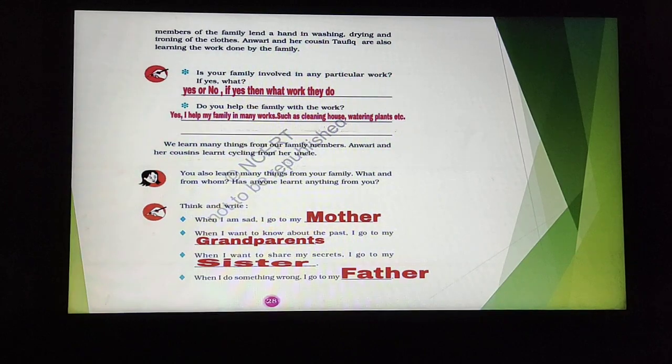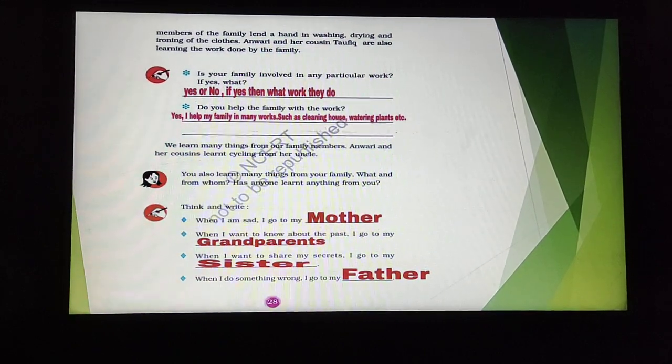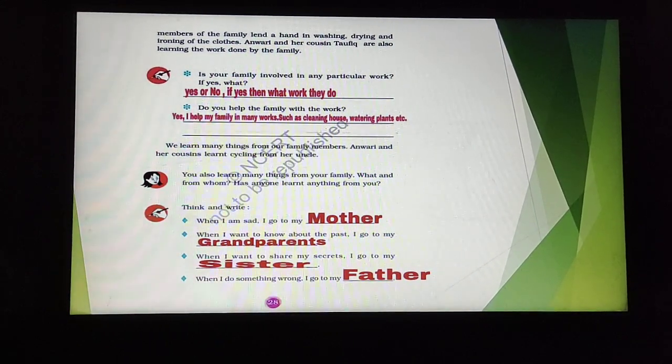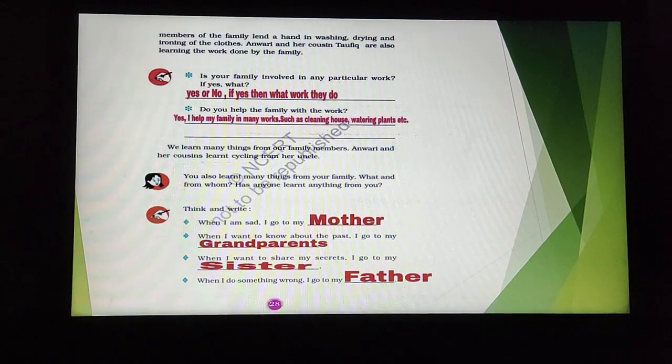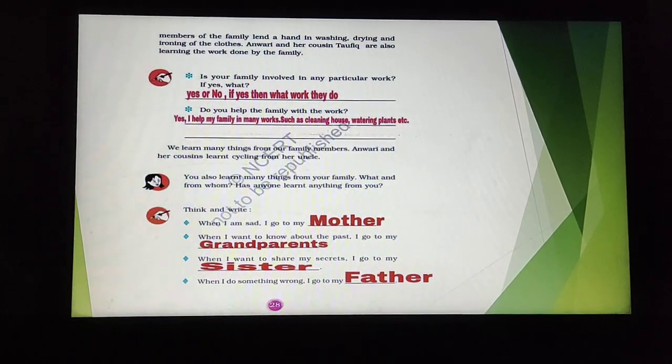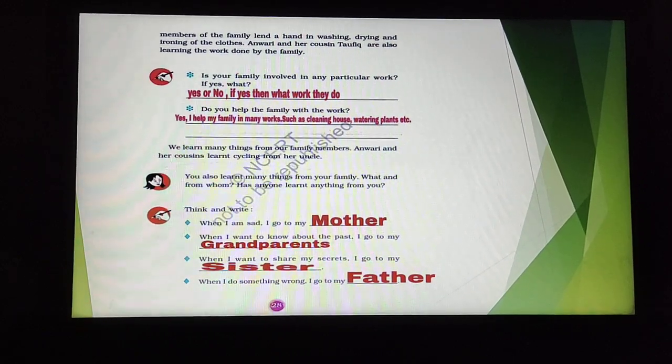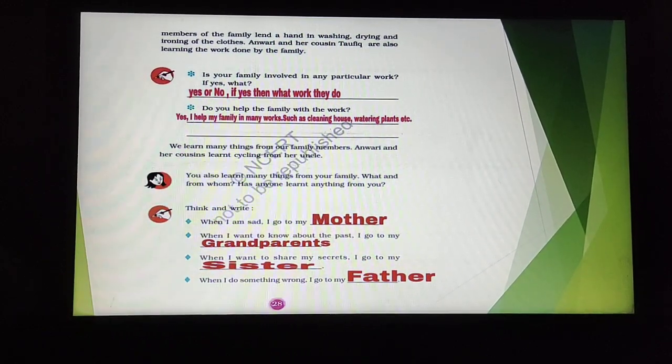We learn many things from our family members. Anwari and her cousin, who was the cousin of Anwari, Tawfiq. Anwari and her cousin learned cycling from her uncle. Who learned cycling from her uncle?